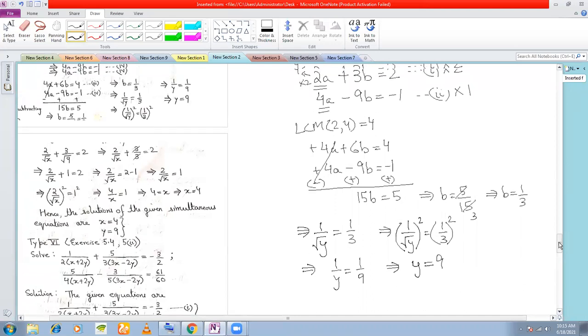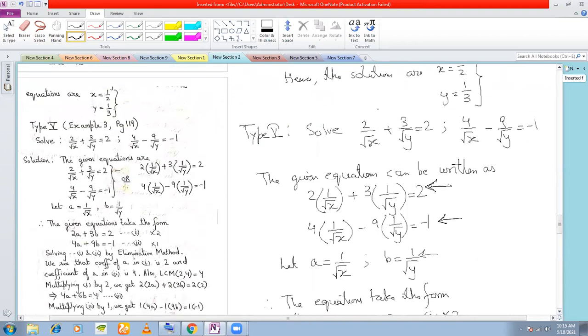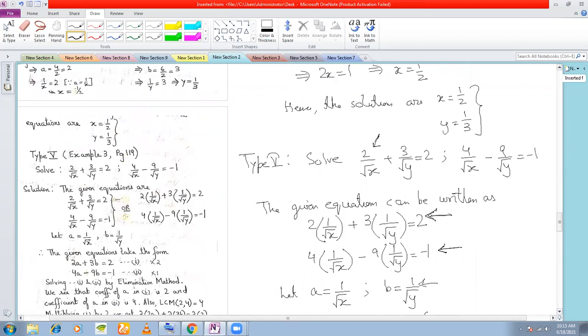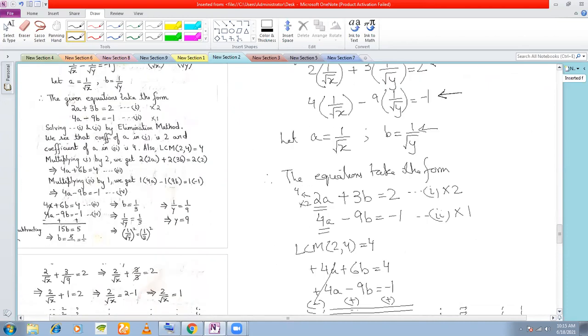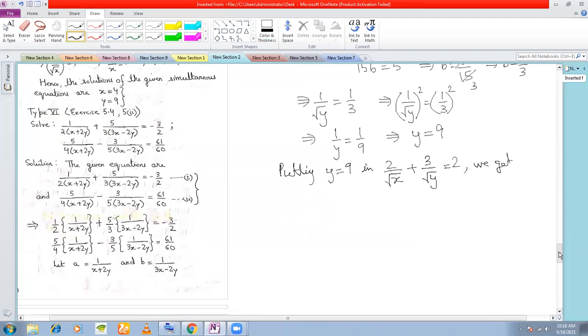Okay. Now once you get the value of y, you can put it in any of these two given equations. Let us put it in equation 1, this one. So putting y is equal to 9 in 2 by root x plus 3 by root y is equal to 2, we get 2 by root x plus 3 by root 9 is equal to 2.